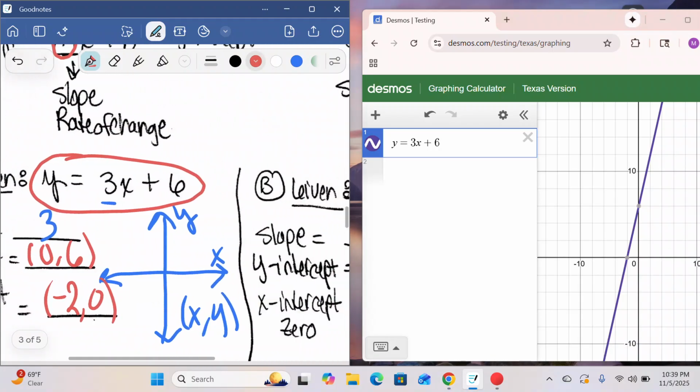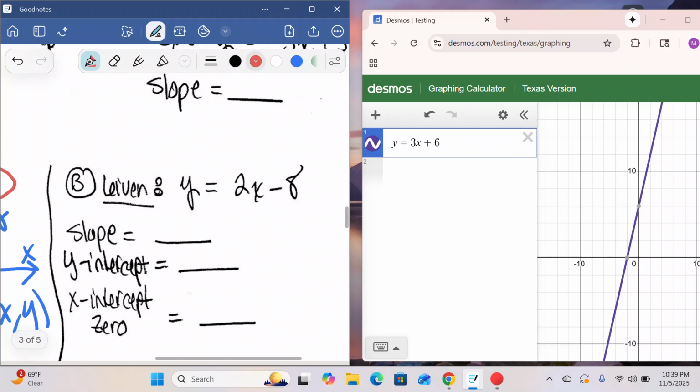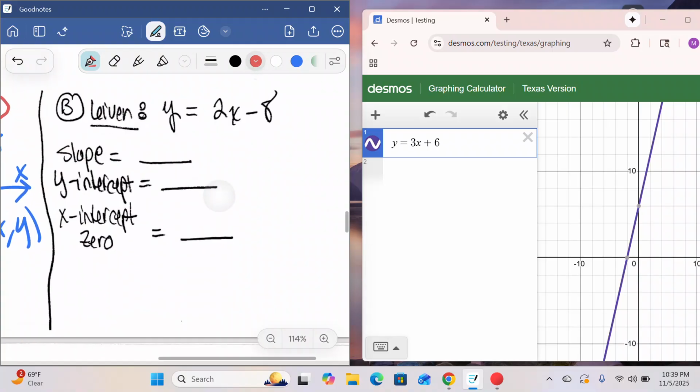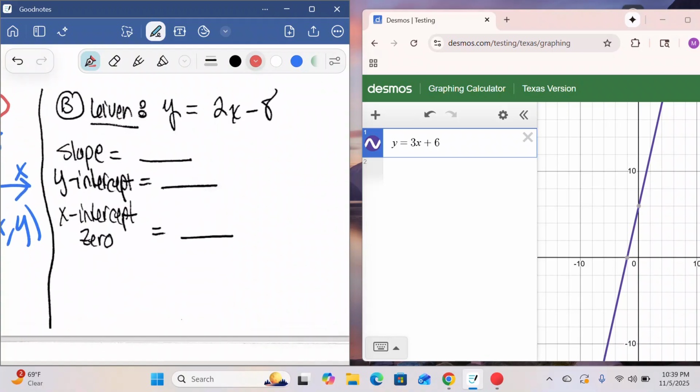Now let's look at another one, and let me show you a little trick on Desmos on this one. We're given another one, which is y equals 2x plus negative 8. Automatically, if you look at this, I'm going to underline it in blue: my slope, or the rate of change, is 2. Just by looking at y equals mx plus b, my number next to the x is 2. So my slope, or the rate of change, is 2.